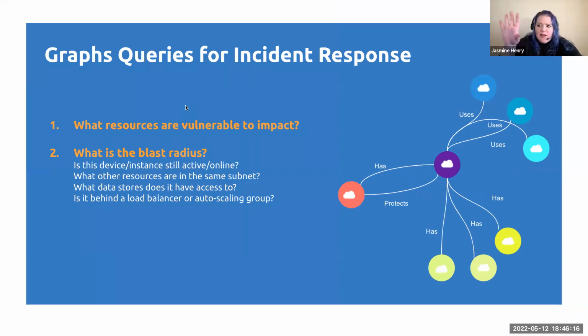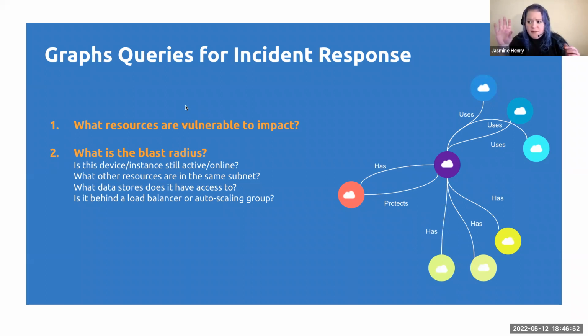So I think I've got 3 slides that give different use cases, at a high level, for using graph queries in common security scenarios. We've already touched on this one really quickly. You're in an incident response scenario, and you want to know essentially what resources are vulnerable to impact. Without a graph, you see that this one thing has an issue, but you don't see what users, network, or other pieces are attached to it. So you're not really able to understand blast radius.